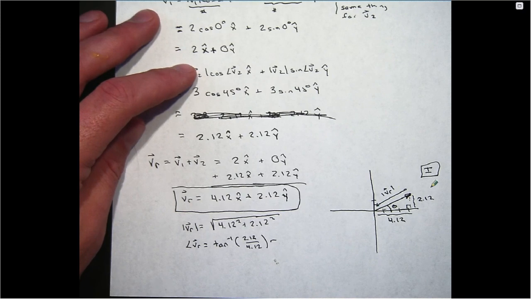Here is the resultant vector. It has a positive x component of 4.12, a positive y component of 2.12. So it's going to be up here in the first quadrant. This magnitude that we're trying to find is just the length of the vector here.